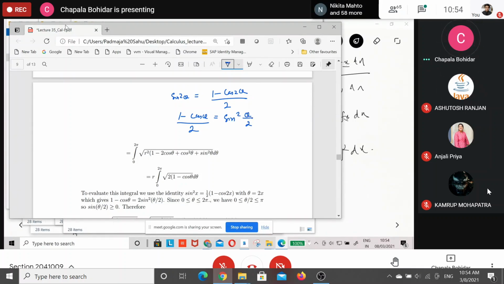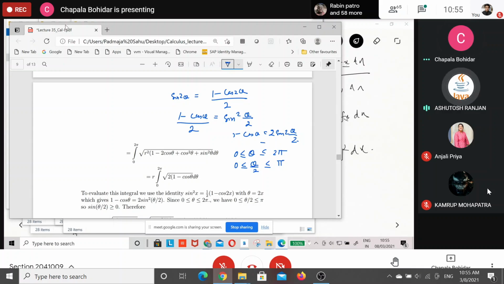So it is 1 minus cos theta. I can write down 2 sin square theta by 2. So 1 minus cos theta is equal to 2 sin square theta by 2. But theta always lies from 0 to 2 pi. So if 0 is less than or equal to theta, which is less than or equal to 2 pi, then 0 is less than or equal to theta by 2, which is less than or equal to pi.